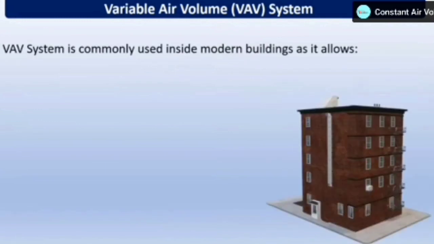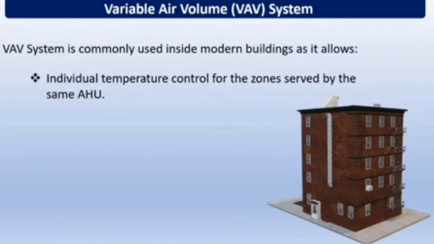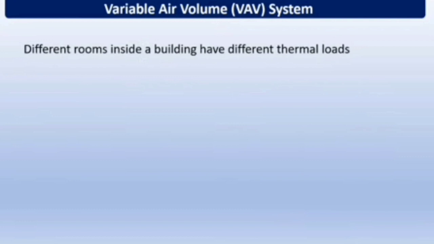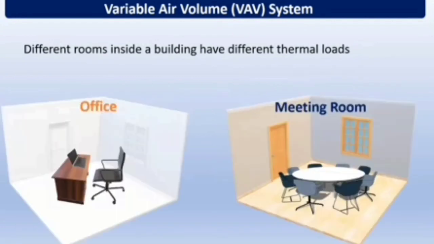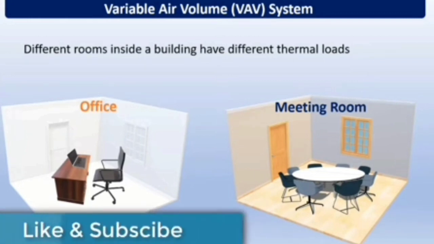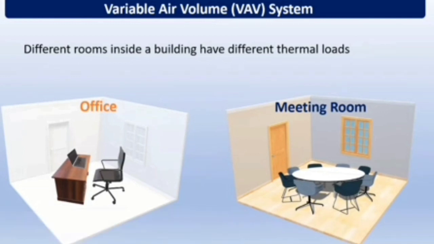VAV system is commonly used inside modern buildings as it allows individual temperature control for the zones served by the same AHU. It is also energy efficient compared to the CAV system. Different rooms inside a building have different thermal loads. For example, a small office will have a less cooling requirement than a meeting room which has more occupants. Each of these rooms can be considered as a different zone with different thermal loads. A VAV system can serve different zones as per their thermal load requirements.